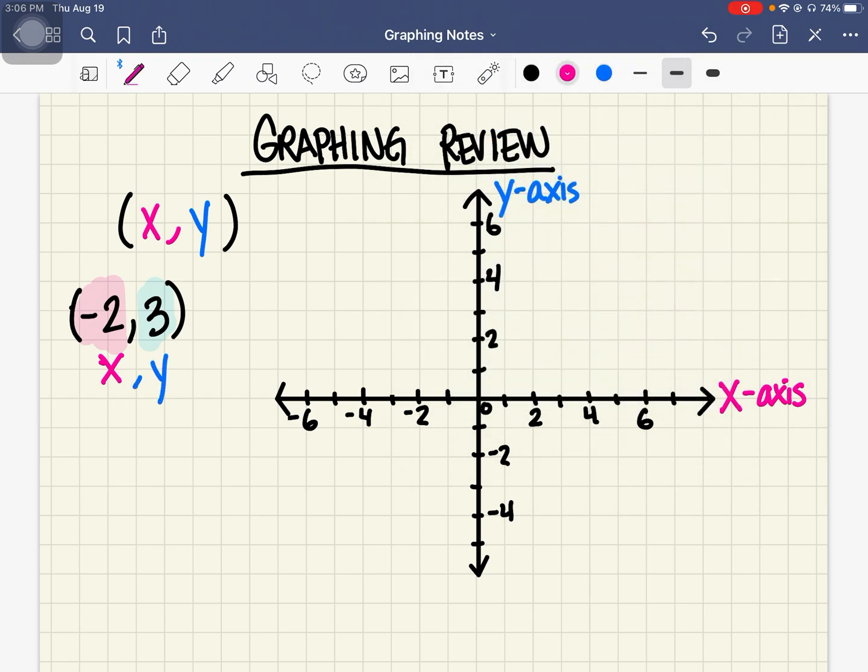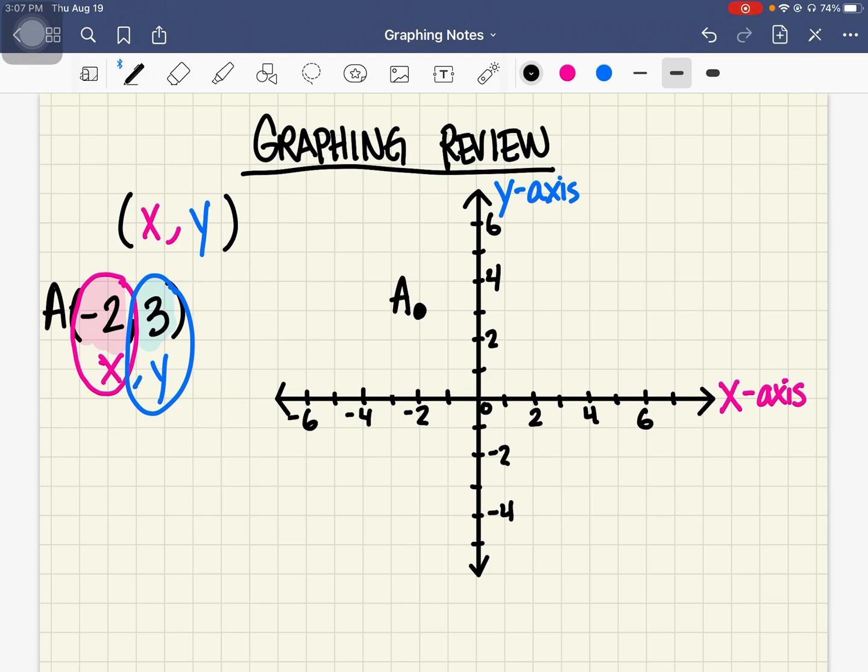So if x is -2, I'm going to go to the x-axis, and I'm going to go to where it's -2, right here. Now that's not where the point is. I now need to see where it intersects with y as 3. So if x is -2 and y is 3, it's positive, we go up. Where do those two meet? -2, up 3, up because it's positive, and that's where my point's going to go. So I'm going to call that point A. So there's point A at -2, 3. There's point A.